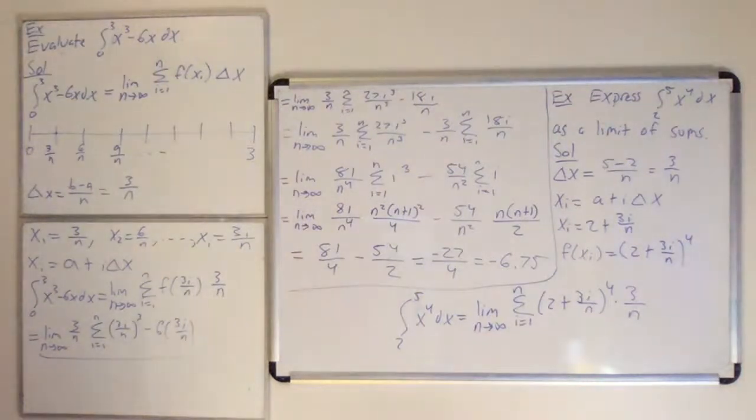Why did we not have to use a in the previous example? Well, we did. Yeah, you're right. It's because a equals 0. A was 0 in this example.